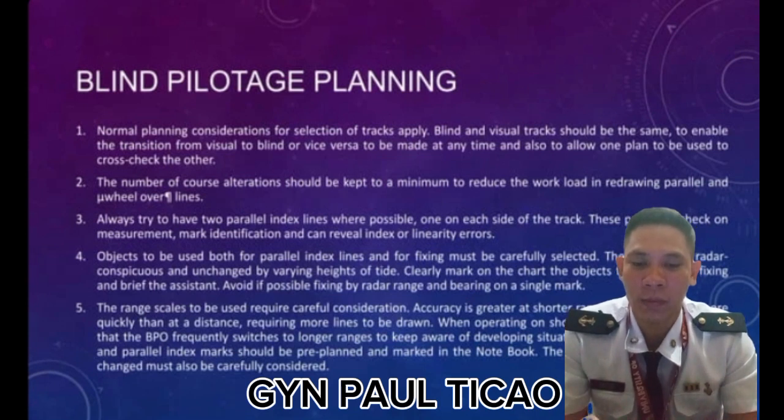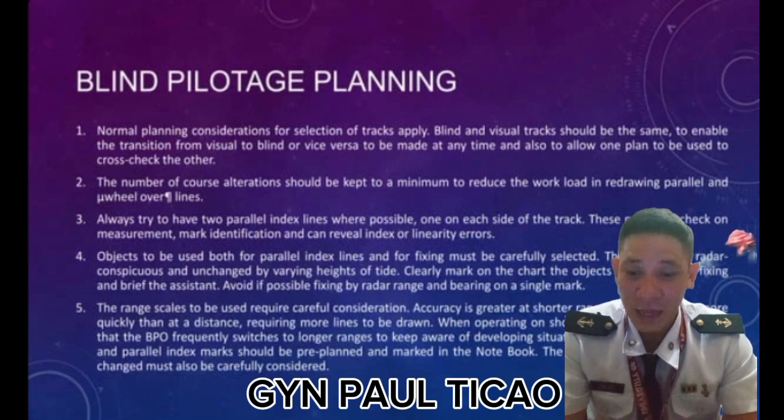Blind pilotage planning. Number 1. Normal planning considerations for selection of track, blind and visual tracks should be the same to enable the transition from visual to blind or vice versa to be made at any time, and also to allow one plan to be used to cross-check the other. 2. The number of course alterations should be kept to a minimum to reduce the workload in redrawing parallel index lines and overlines.